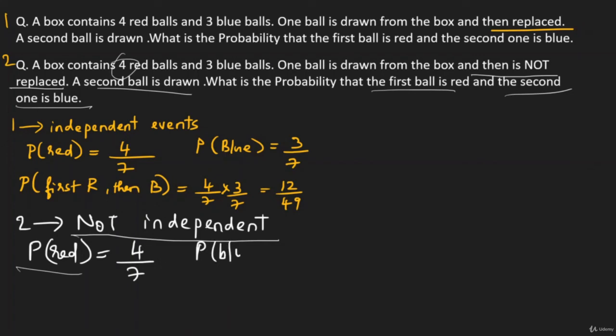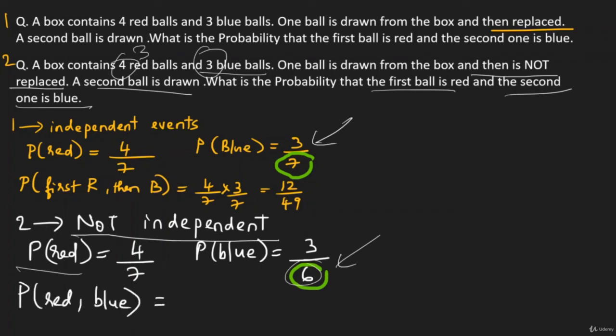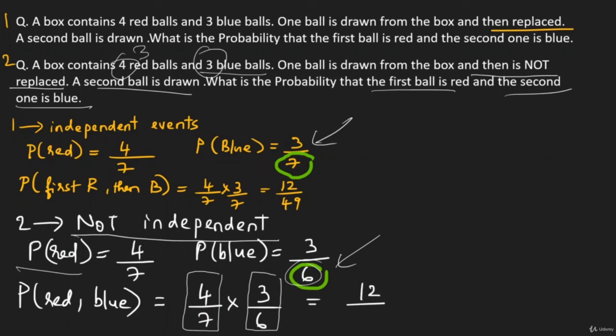That would be 3 by 6 because you have 3 blue balls and you are only left with 3 red balls, so 3 plus 3 is equal to 6 over here. You can note the difference. Over here the probability was 3 by 7. Over here it is 3 by 6. Now the probability to get a red ball and a blue ball is equal to 4 by 7 times 3 by 6. And over here you can note that we have taken the probability to get a red ball multiplied with the probability to get a blue ball given that already a red ball has been drawn out in the first event. And this is equal to 12 by 42.